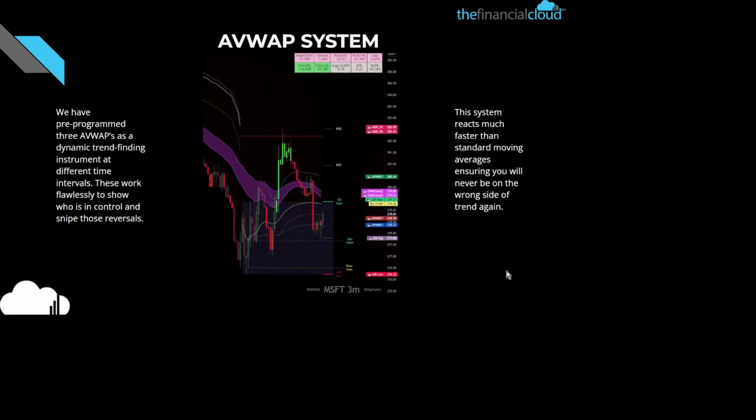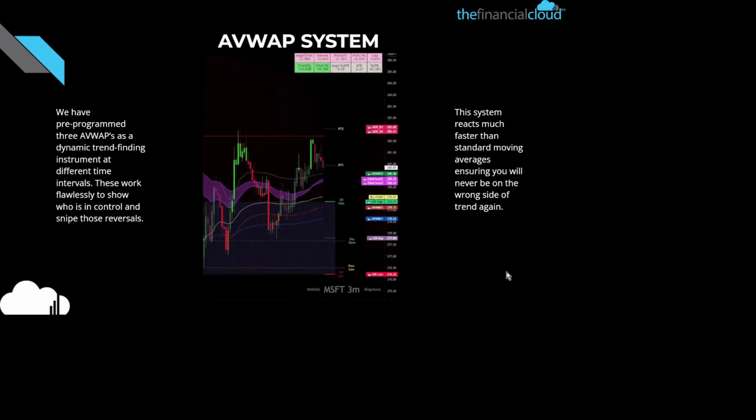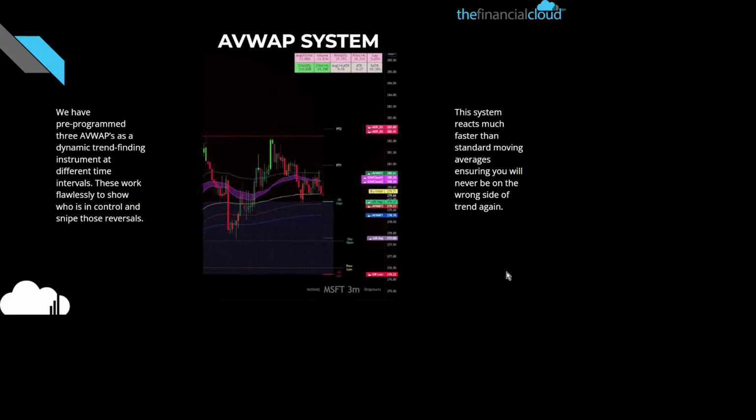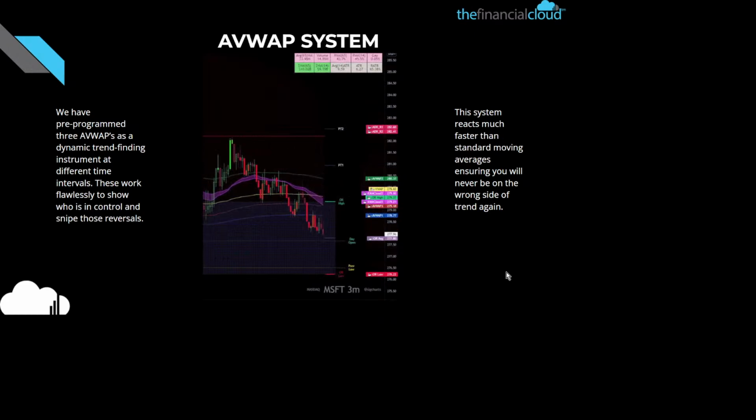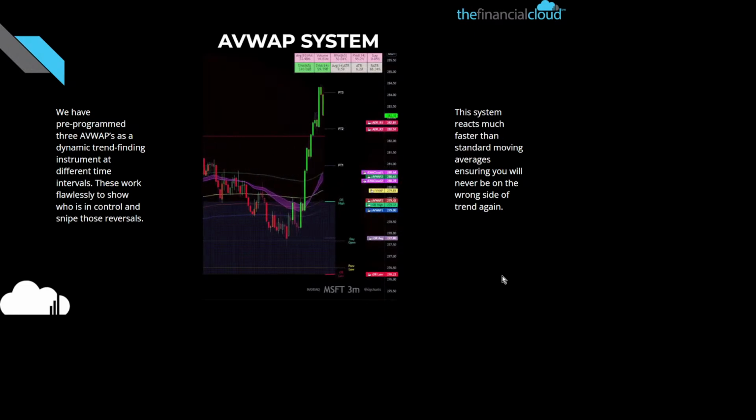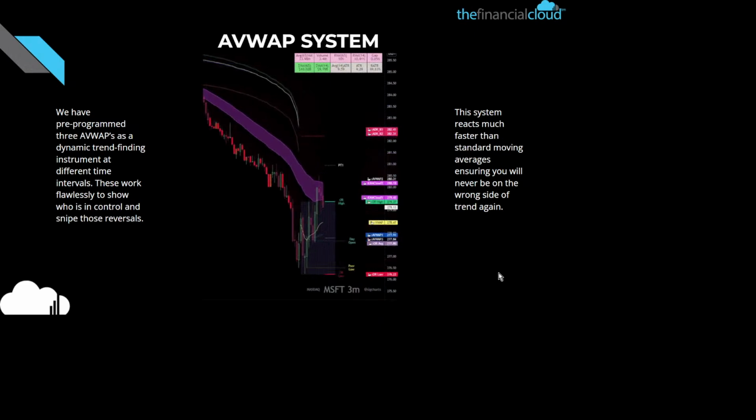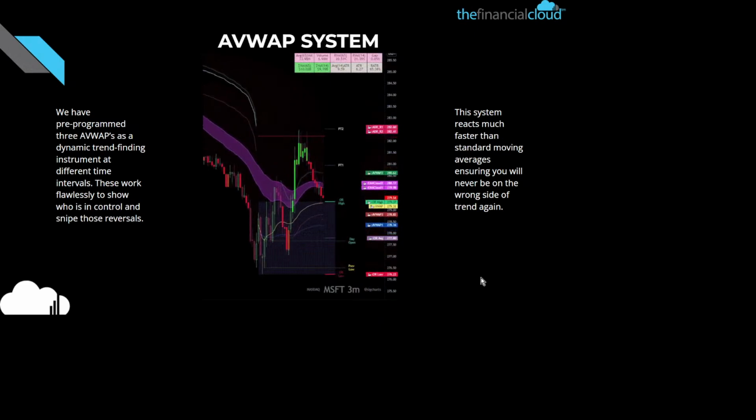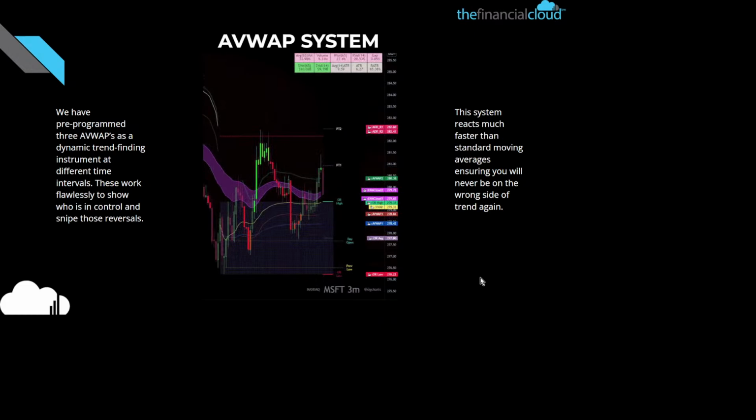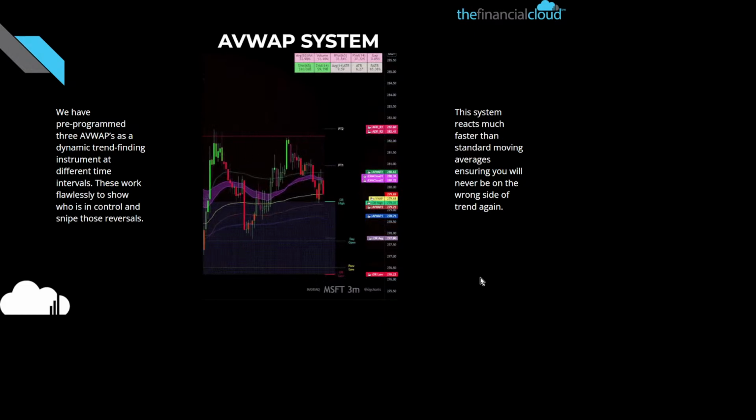Next is our anchored VWAP system. So we've pre-programmed 3 dynamic trend-finding anchored VWAPs at different time intervals that we've back-tested extremely well. These work flawlessly to show who's in control, what side of trend, and where probable reversals will happen.